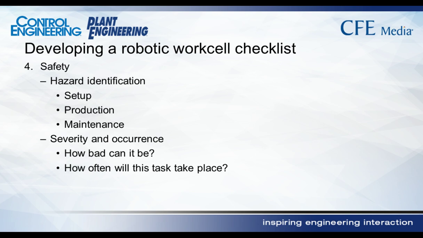If the robot's moving at a certain speed, and it's holding a part, does it wield some kind of an object at the end of the cell, at the end of the robot arm? Then you need to protect the cell in a different way than if it's moving at a slow speed.